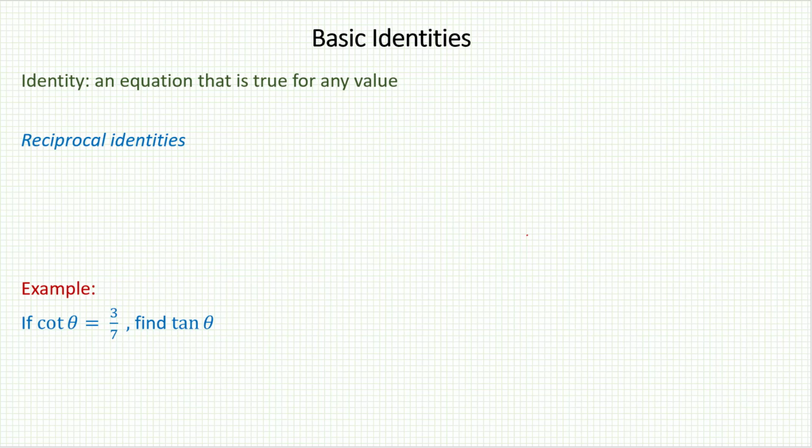Basic identities. An identity is an equation that is true for any value. For example, from algebra, we know that x plus x equals 2x. It's simply a fact. If you take one x plus another x, you get two x's. Doesn't matter what the x is.